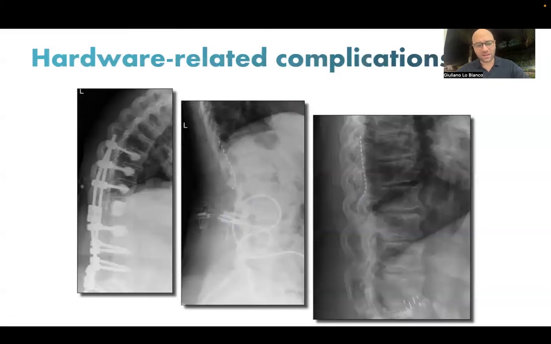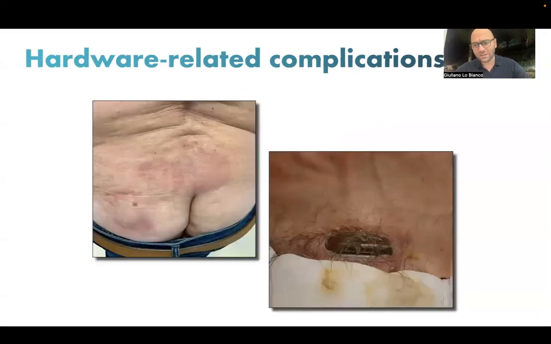And also we have, as I said, this lead migration, which is quite common complication related to SCS. And also, it doesn't really matter if we are using an 8 contact lead or 12 contact lead or 16 contact leads, and also can happen even in the most experienced hands. And we have the infections, which can basically happen into the SCS part where the midline incision is, or into the IPG pocket, and sometimes the IPG can come out from the skin.